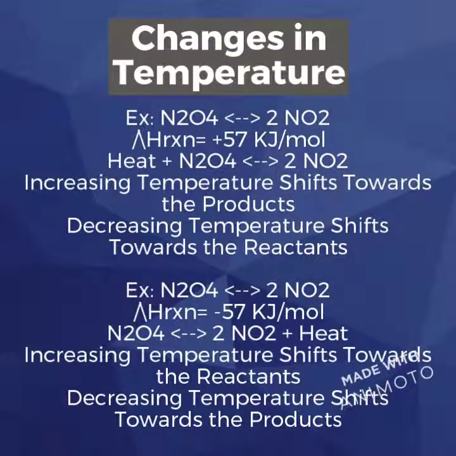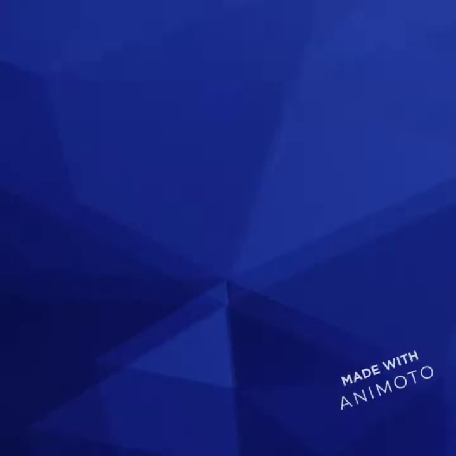Now let's look at some examples. Let's take the equation N2O4 yields 2NO2, and in this case, the delta H of the reaction is positive 57 kilojoules per mole. Because the delta H is positive, making it endothermic, you rewrite the equation with heat added on the reactant side. So now if you increase the temperature, it will shift towards the products, and if you decrease the temperature, it will shift towards the reactants.